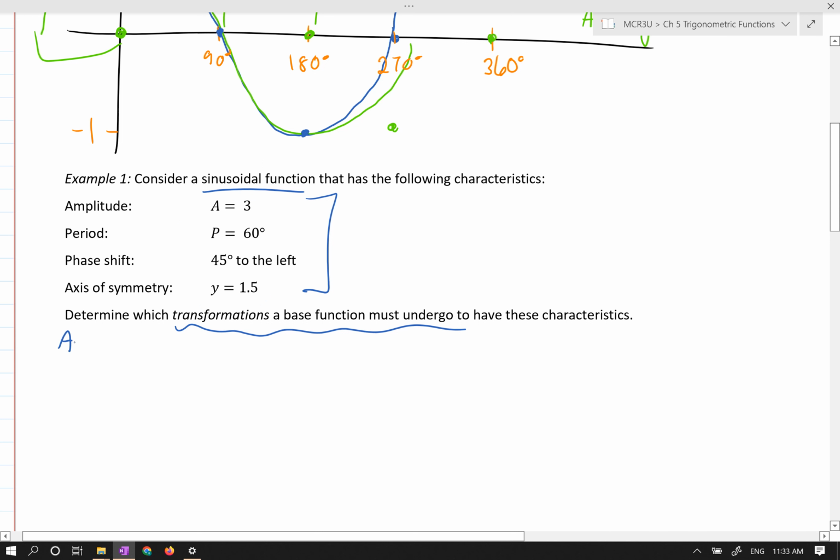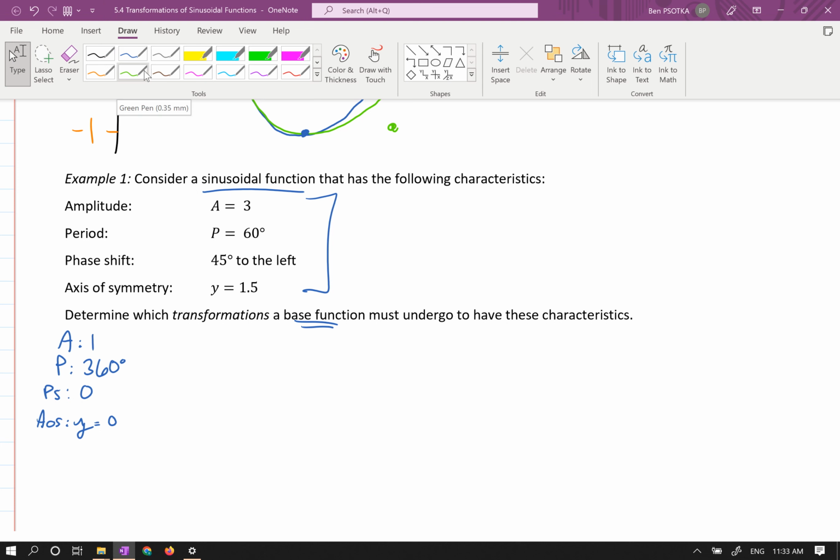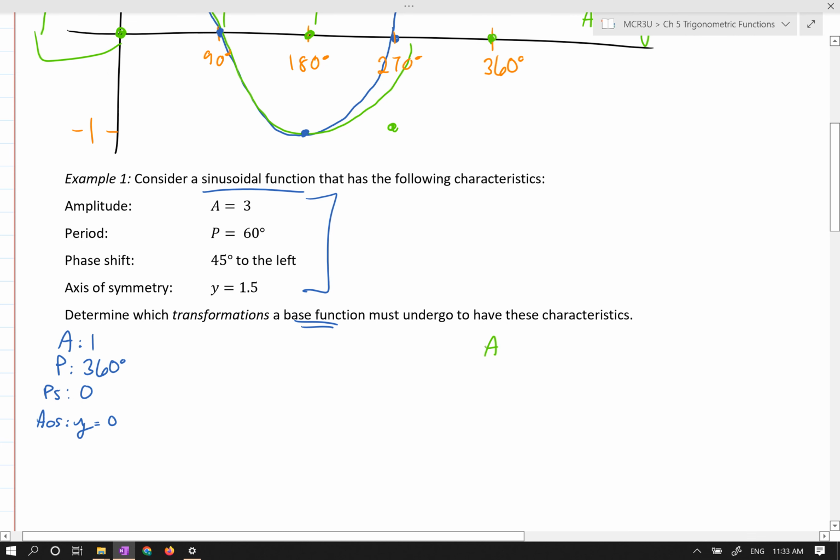So I know my amplitude. If I'm working with sine or cosine, I know my amplitude is going to be 1. I know my period is going to be 360 degrees. My phase shift is 0, assuming it's my base function, and that's what I'm working with here. Then my phase shift will be 0, and my axis of symmetry is going to be y equals 0. Fantastic. Now I need to transform. I need to figure out which transformations can bring me an amplitude of 3, a period of 60 degrees, a phase shift 45 degrees to the left, and an axis of symmetry y equals 1.5.